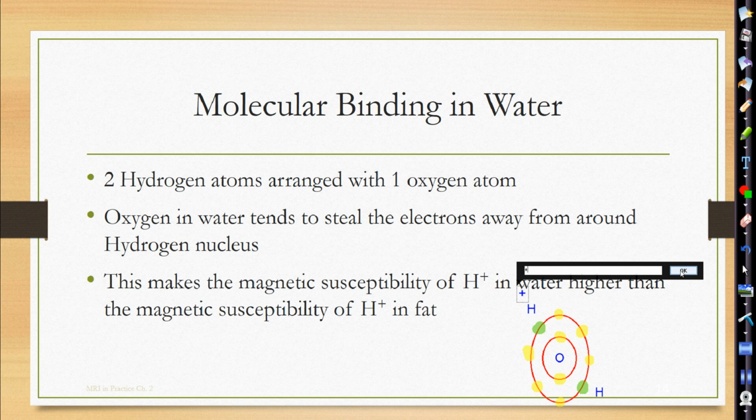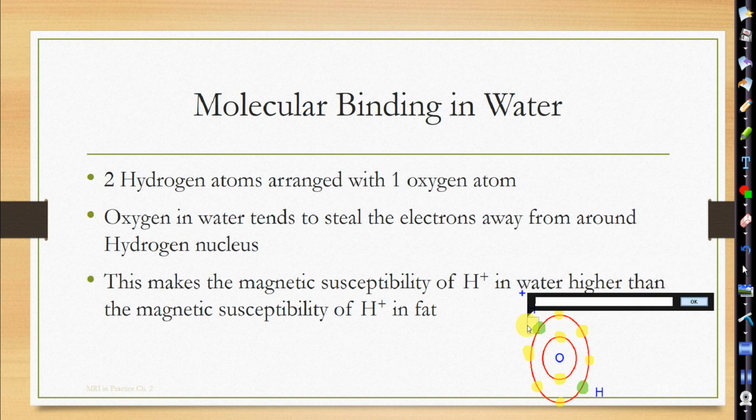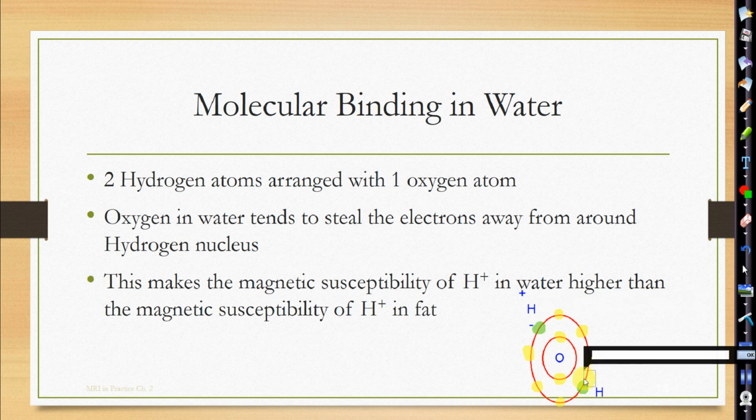So over here is the more positive end, and then down here is the more negative end. And then it's just the opposite for over here.